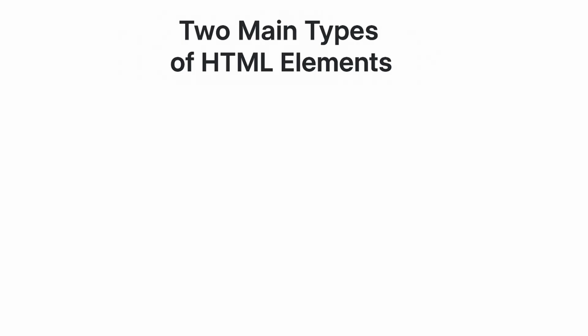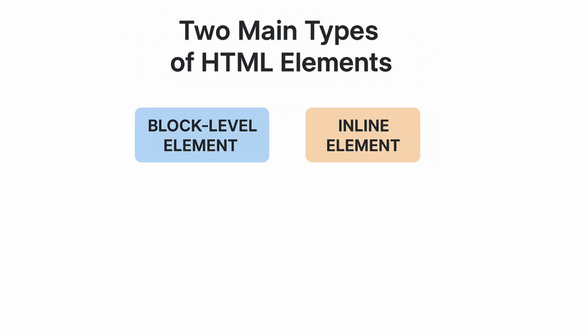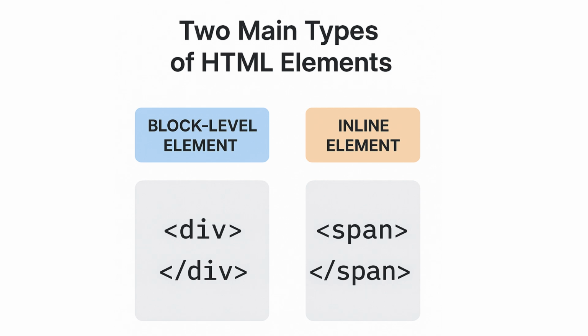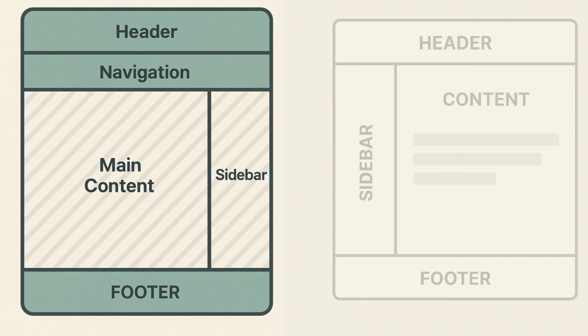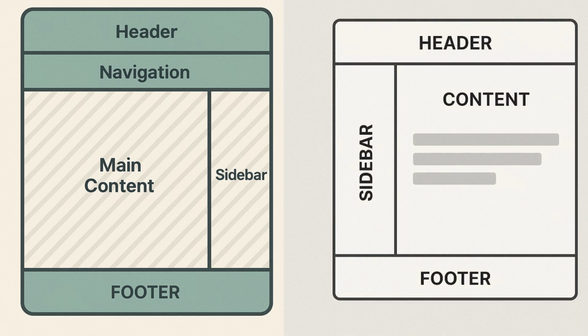HTML elements come in two main types: block level and inline. Block level elements start on a new line and take up the full width. Examples include div, p, and h1. Inline elements stay on the same line and only take up as much space as needed. Examples include a, span, and img. Understanding this difference is key to organizing your layout properly.